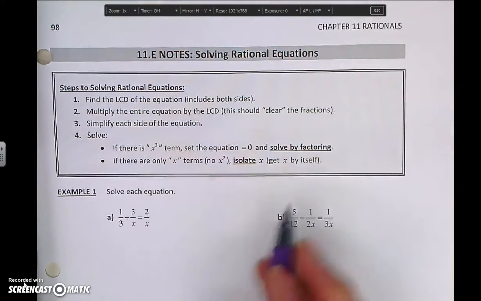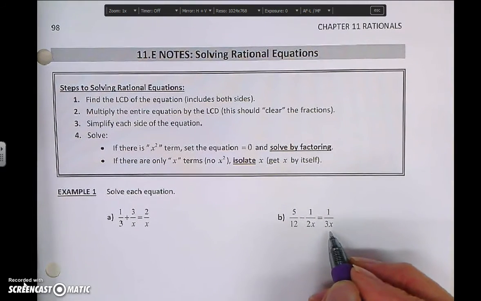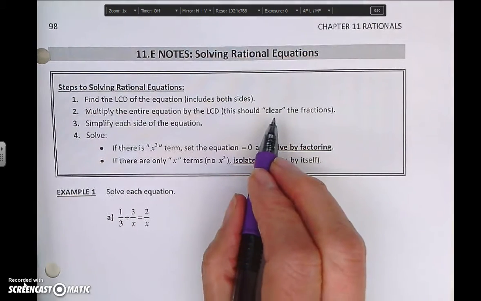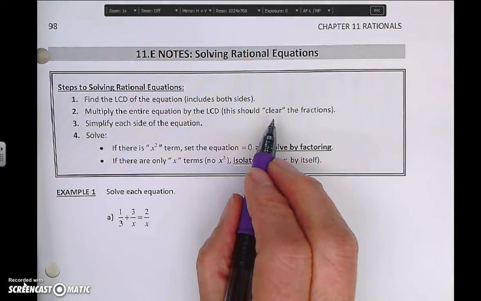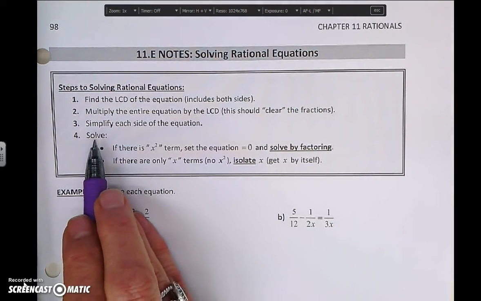Then we're going to multiply through, so we're going to multiply both the left side and the right side by that common denominator, because whatever we do to the left, we also have to do exactly the same thing to the right, and that is going to clear, there's that word, clear the fractions. Then we're going to simplify each side of the equation. Then once it's simplified, we're going to solve.